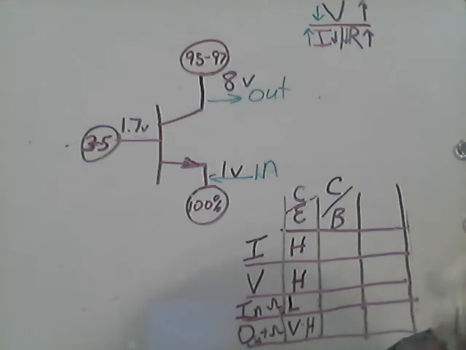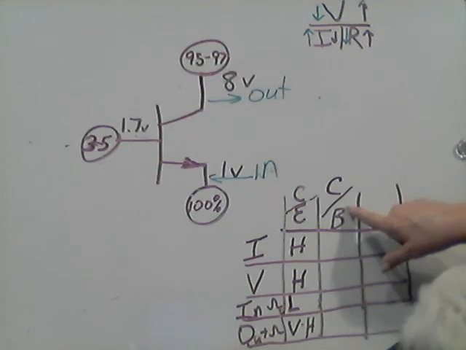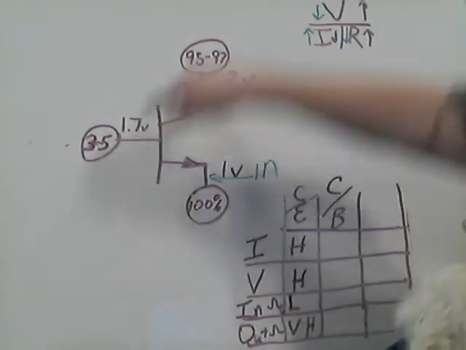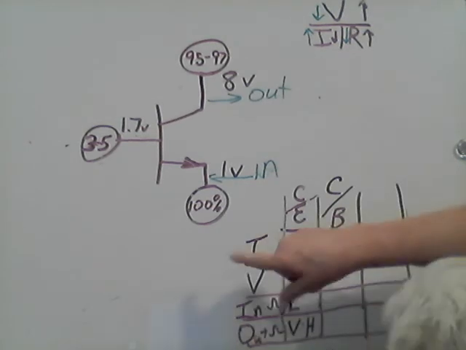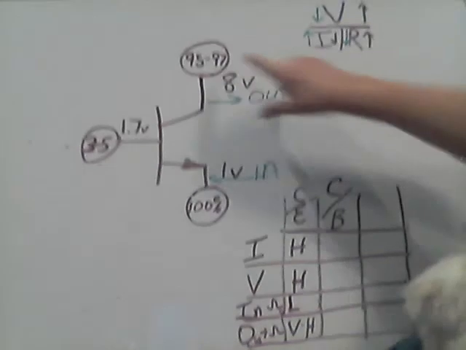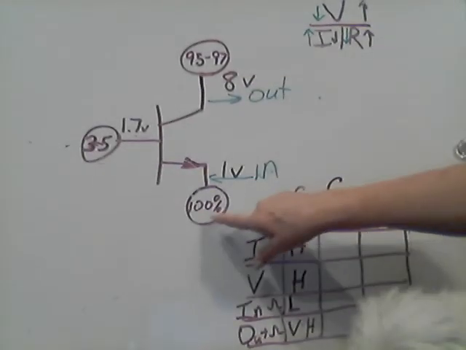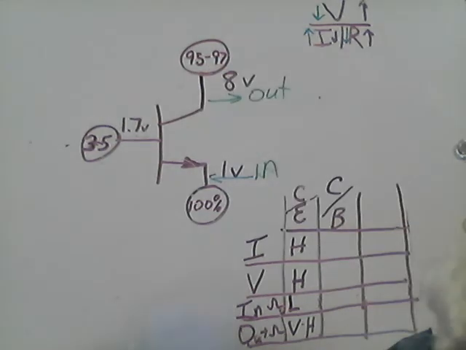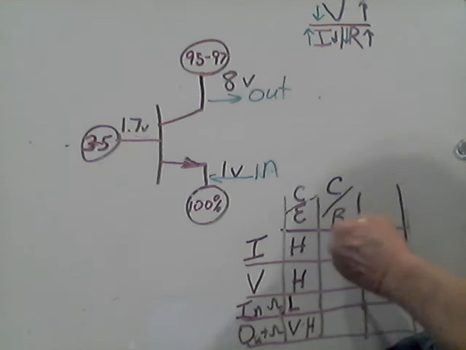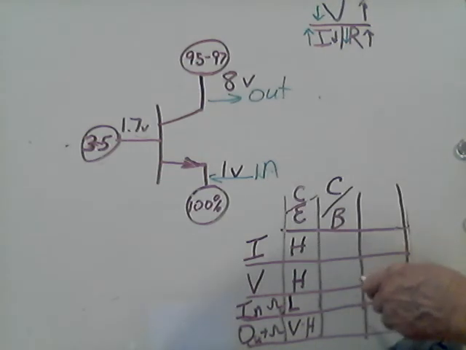Okay, so let's look at this thing here now. We are actually doing the common base, and we're coming in and out. So what I want to do is compare this current to that current. This particular current is 100% of the current, where this is 95 to 97%. Ooh, you know what that means? We have a loss in current. So actually what we have is an alpha.